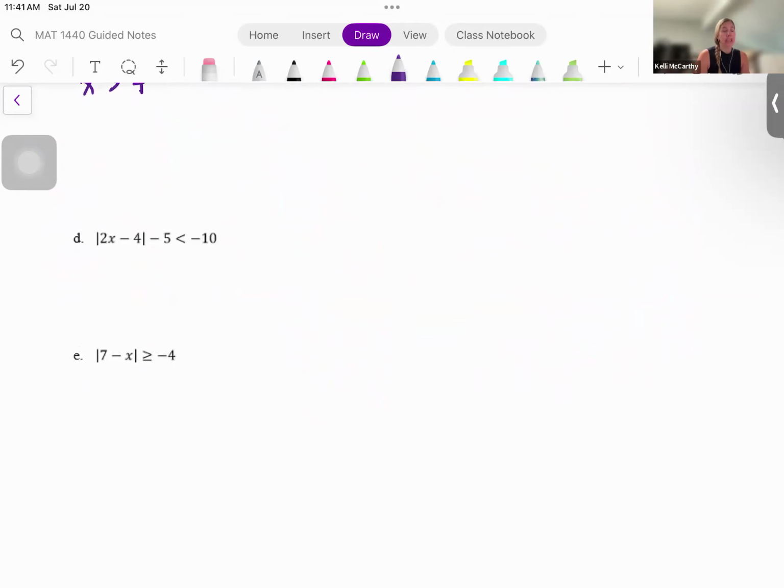The absolute value of 2x minus 4, minus 5, is less than -10. Our first step is going to be to isolate the absolute value by adding 5 to both sides. So we have the absolute value of 2x minus 4 is less than, we add -10 plus 5, that's -5. And this is going to yield no solution because our distance can't be less than a negative number.